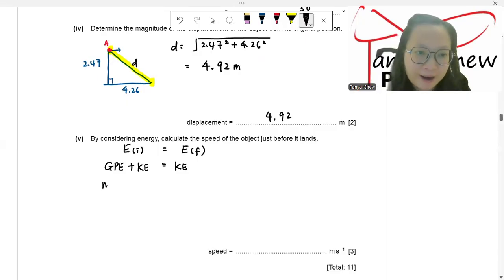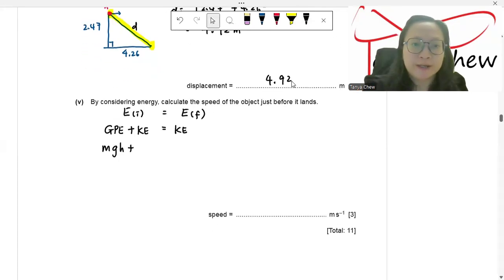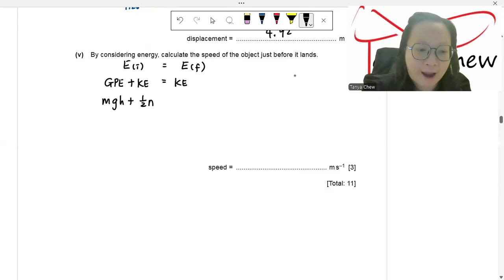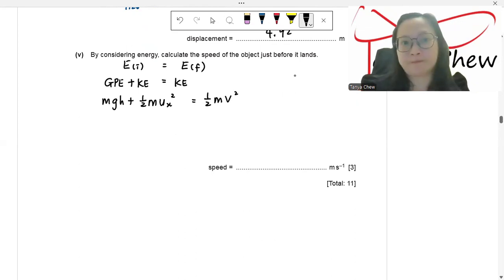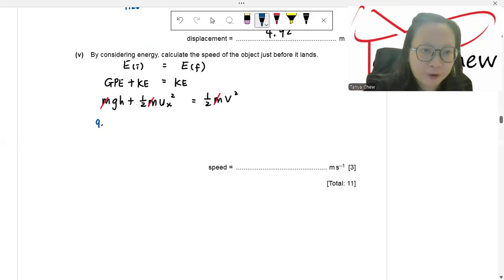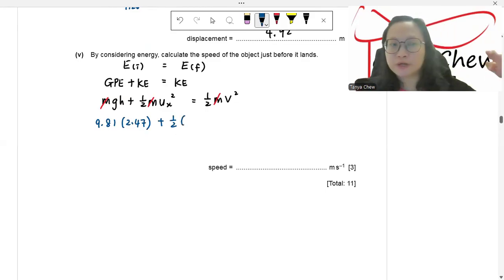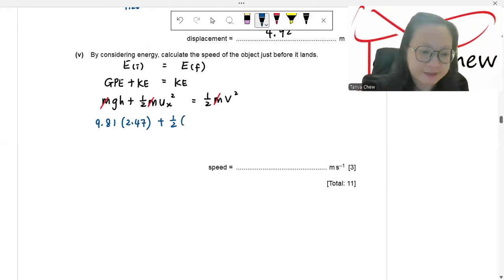Now I'm going to put mgh plus, that is the equation of gravitational potential energy. Kinetic energy is half mu x squared because it is projected in x direction, and equal to half mv squared. Now I don't need the mass of the object because I can just cancel them off. g is 9.81. h is 2.47. Remember, h is the height. Plus half u in terms of x direction, that is 6 squared, equal to half v squared.